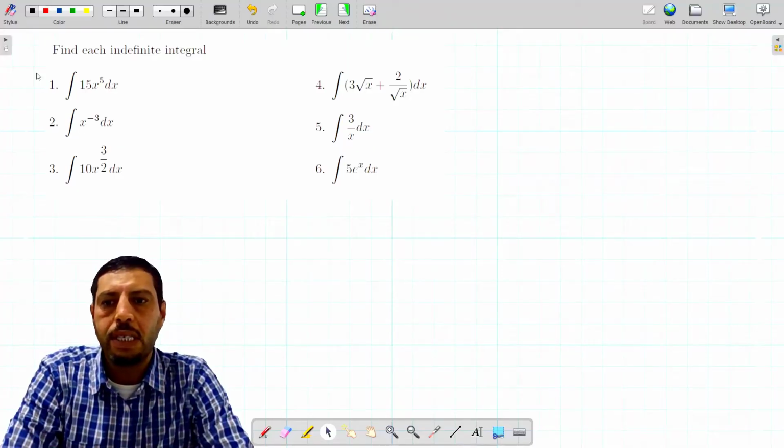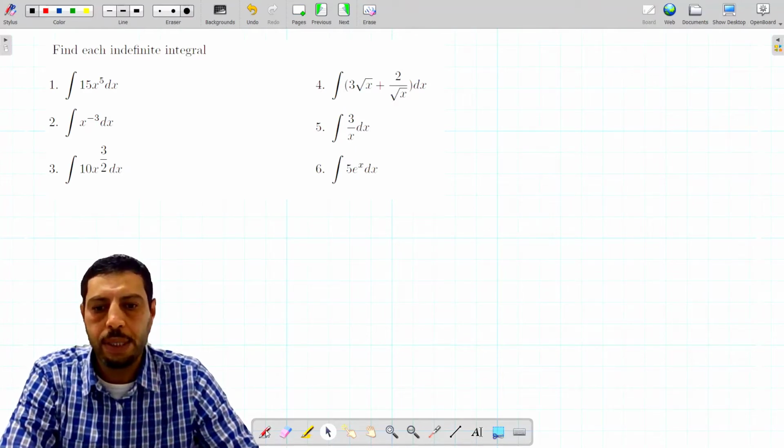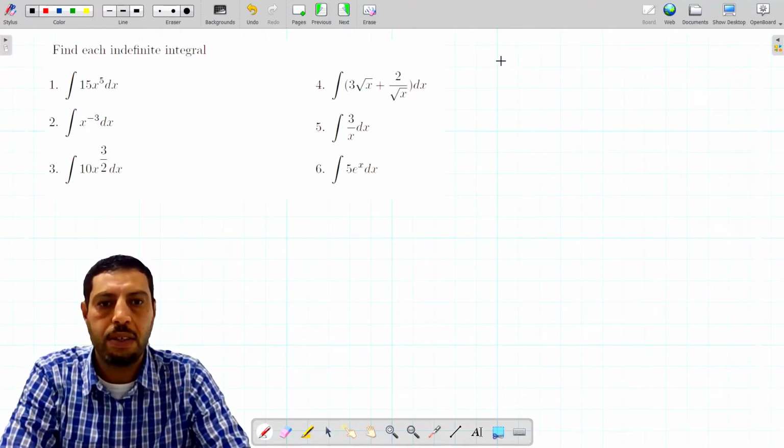Welcome to this new activity, which is about computing indefinite integrals. Here we're going to use basic rules. Let me first remind you the basic rules.